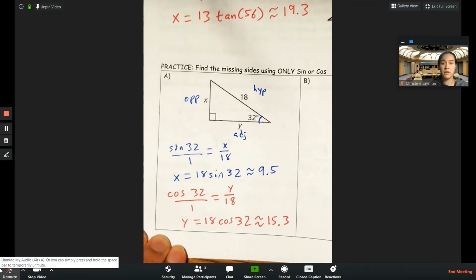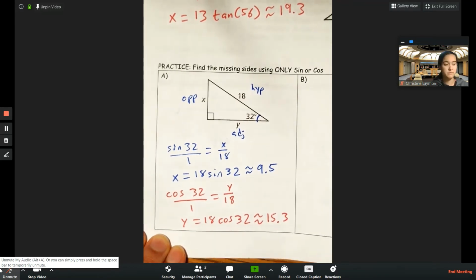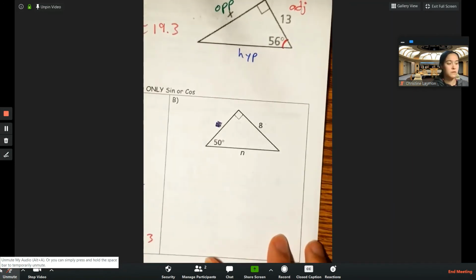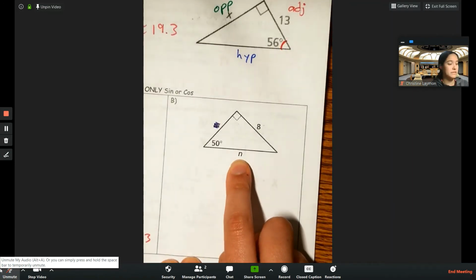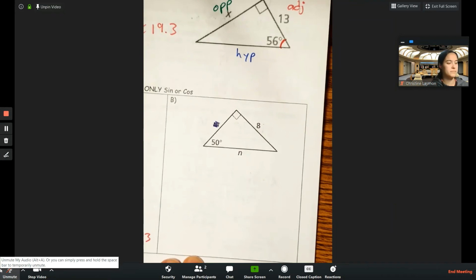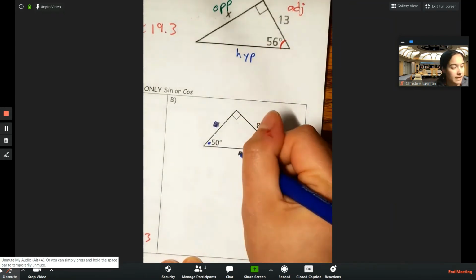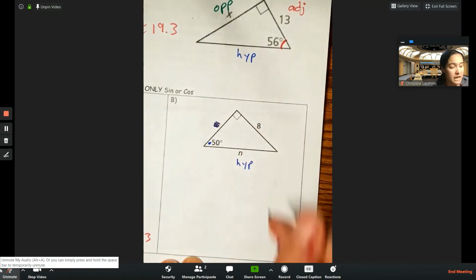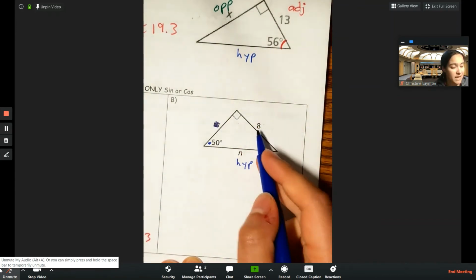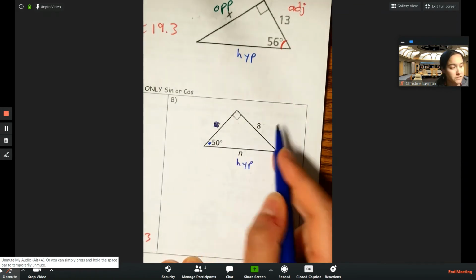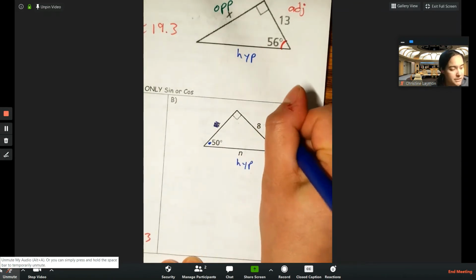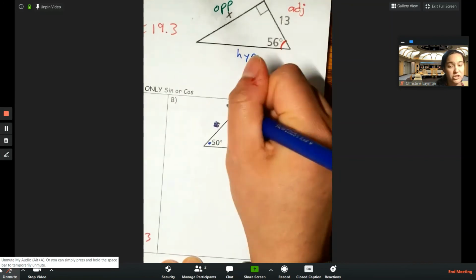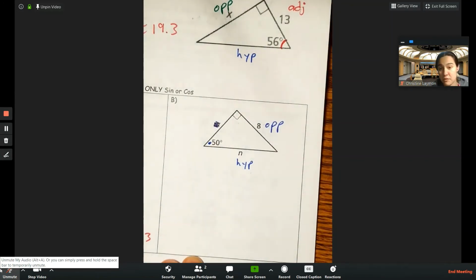I'm now going to go ahead and do part B. In this one, all they care about is finding n. So here's the angle that I'm standing at. N is across from the right angle. So n is the hypotenuse. The side length of 8 is across from the 50. So that must be the opposite. And this remaining one is the adjacent, but I don't have to use anything over there.